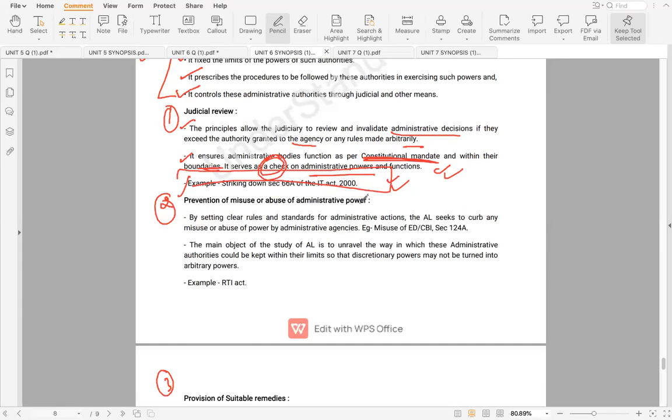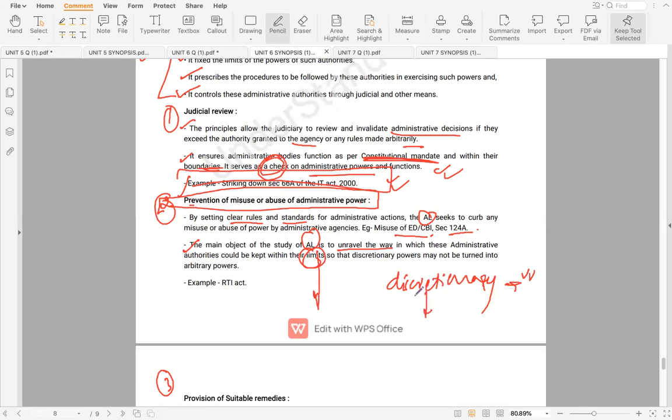Prevention of misuse or abuse of administrative power, by setting clear rules and standards for administrative actions. The administrative law seeks to curb any misuse or abuse of power. For example, misuse of ED or CBI, Section 124A. The main object of the study of administrative law is to unravel the way in which these administrative authorities could be kept within their limits. So the primary aspect of administrative law should be how to keep them in the limits so that discretionary powers may not be turned into arbitrary powers. Discretionary powers, we also read in standard content. The discretion is already granted by the constitution in a lot of ways. However, we do not want this discretion to translate into arbitrary powers, right? Arbitrary usage of powers. For example, the RTI Act.